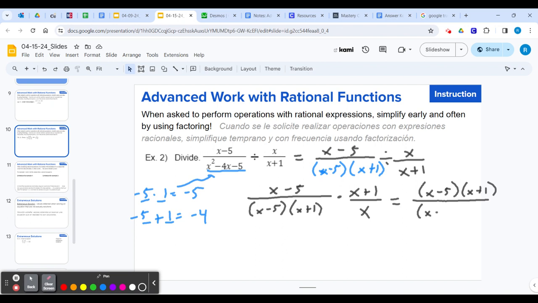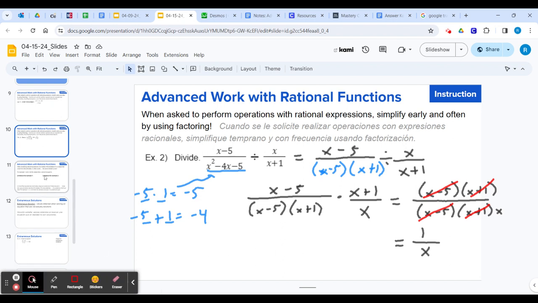And we have x minus 5 times x plus 1 times x. You're going to notice there's a lot we can cross off here. The x minus 5's cross off, the x plus 1's cross off, and we're just left with x on the bottom. So our final answer there for that division problem is 1 over x.